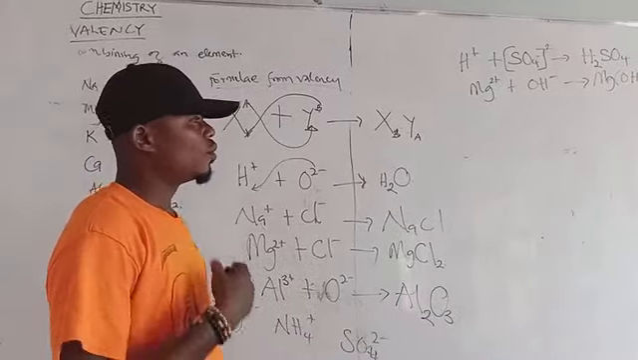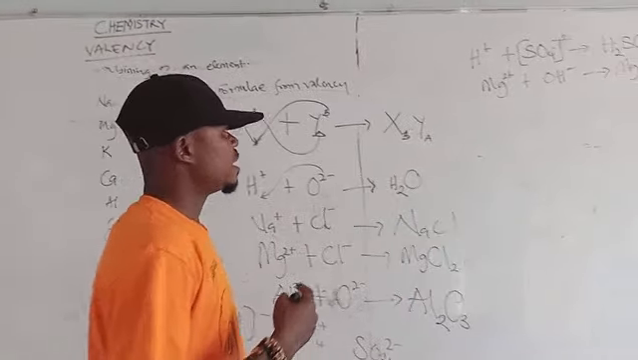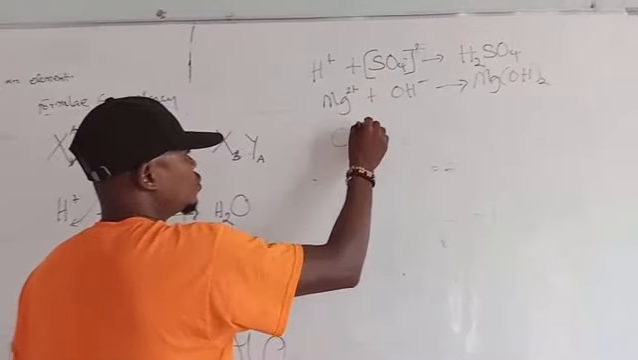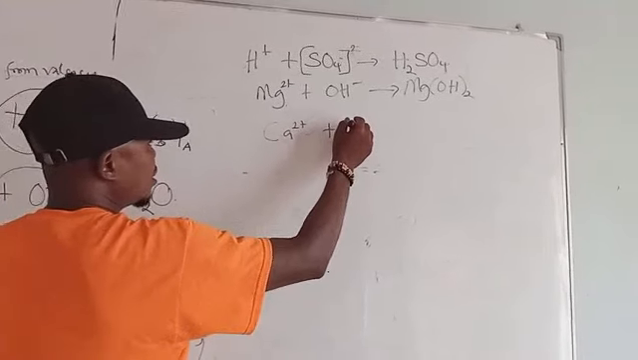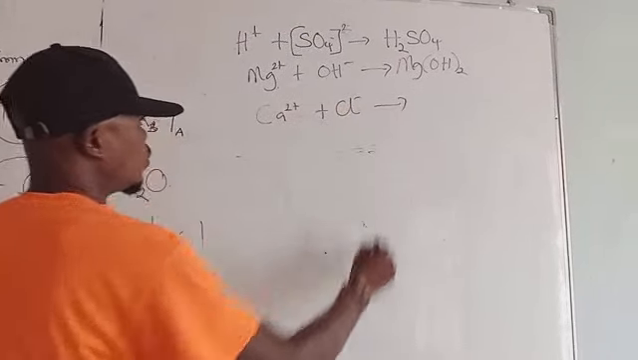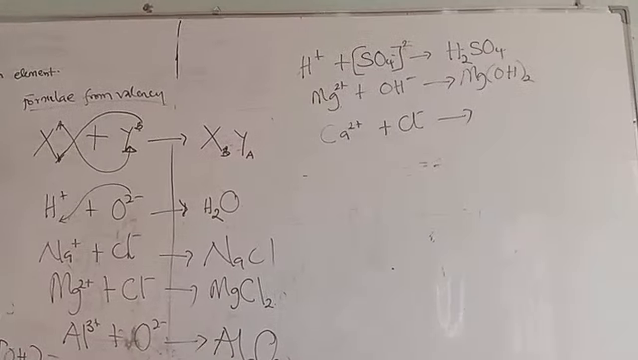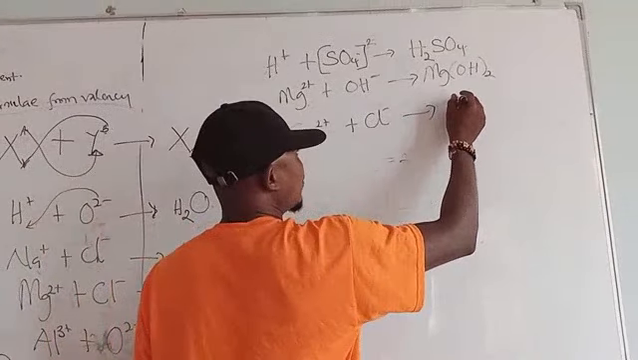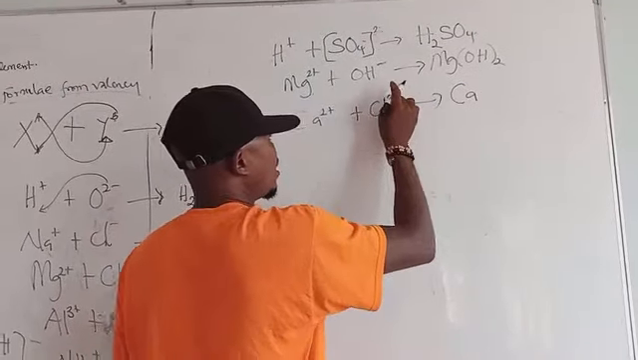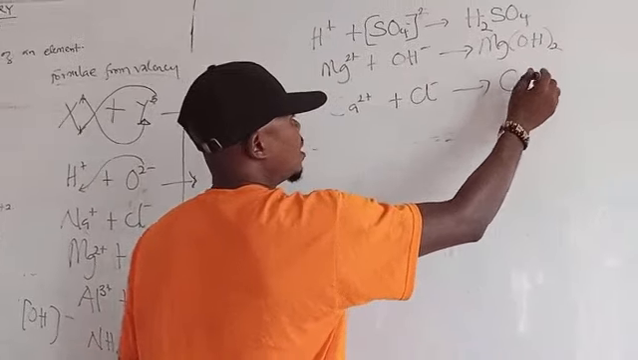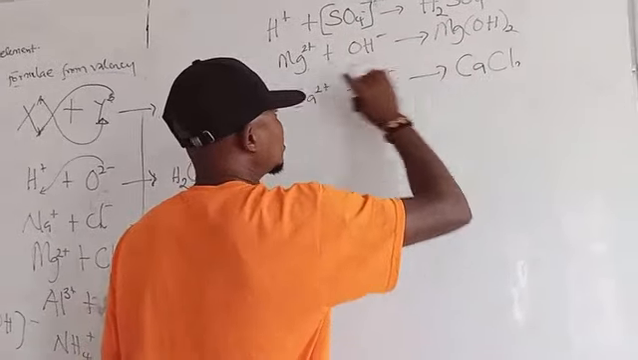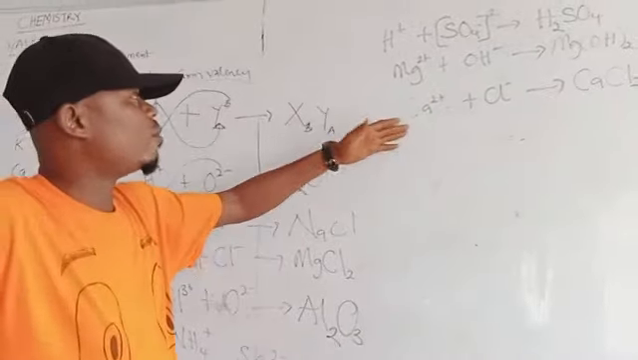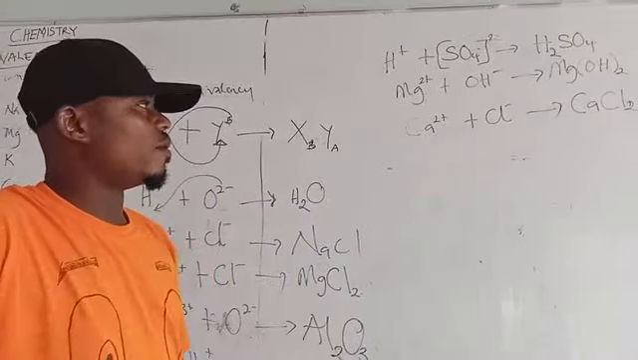Now, how do you write the formula for a compound like Ca 2 plus reacting with Cl minus? Do it quickly as we wrap up this class. Have you done it? If you do it correctly, you are going to have Ca, you bring this 1 down, so no need to write the number, and then Cl, the 2 will come down now, and you have CaCl2. This is how you write the formulae of compounds from their valencies.